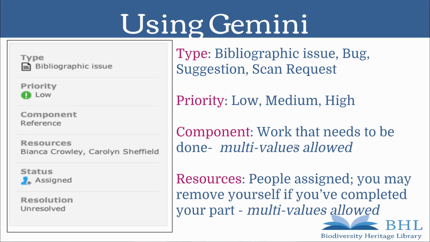Component describes the kind of work we need to do. For example, scan request, special handling, or permissions. We could also include reference as a component. With the exception of permission, we remove the components as they are completed. Resources refers to the people who are assigned to the issue. Once you have completed your part of an issue, you may be able to remove yourself.